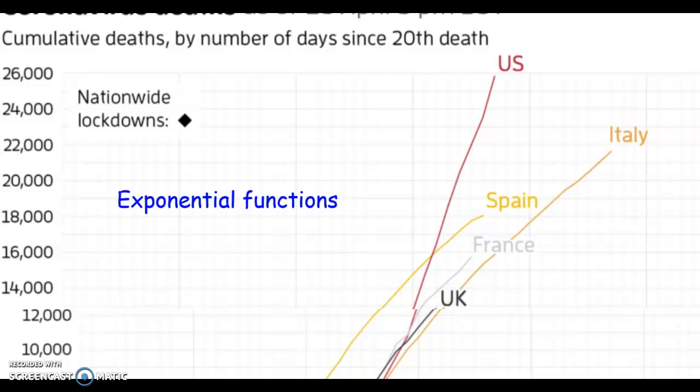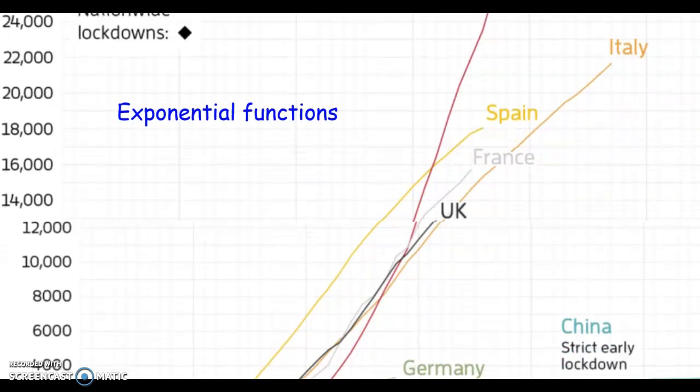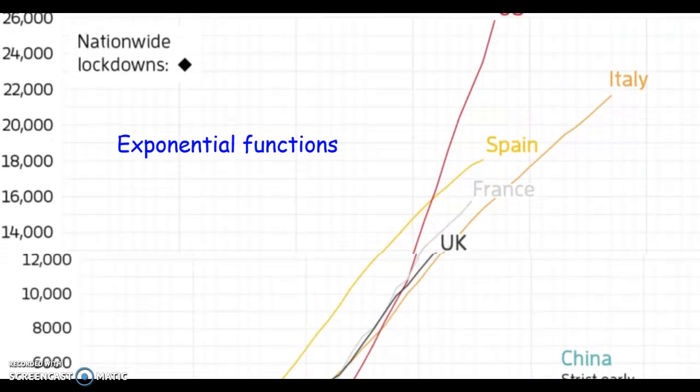We didn't do too much with them. We basically talked about exponential growth and decay. And an exponential function is a function that goes one direction and it just continues in that direction.